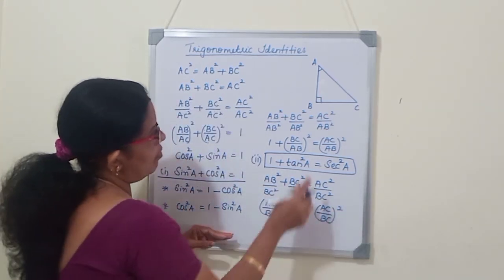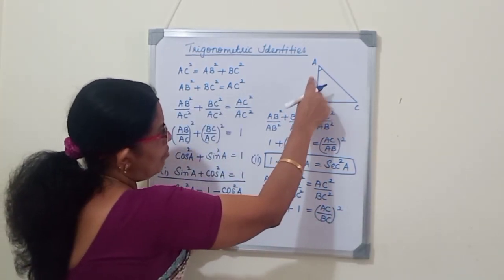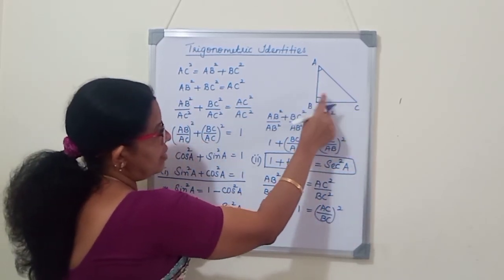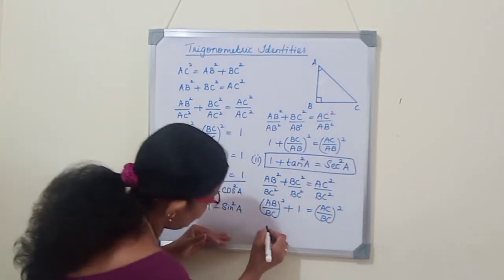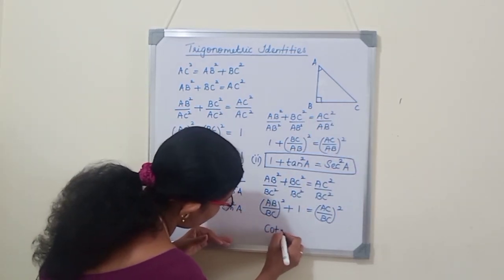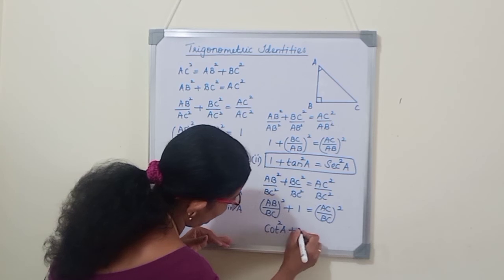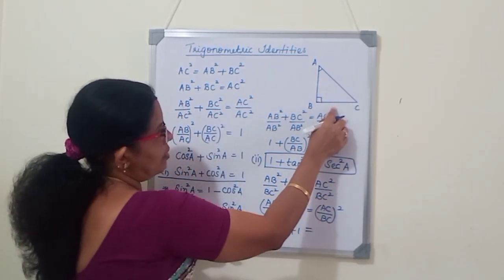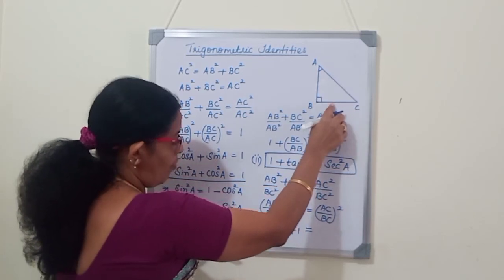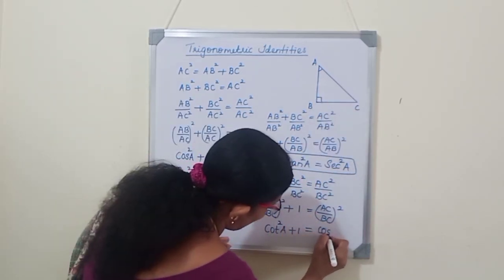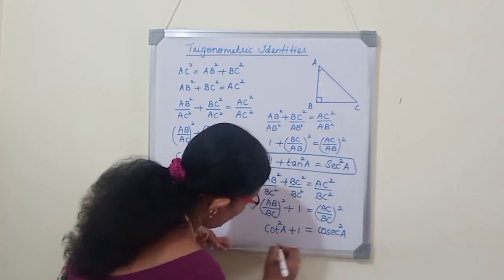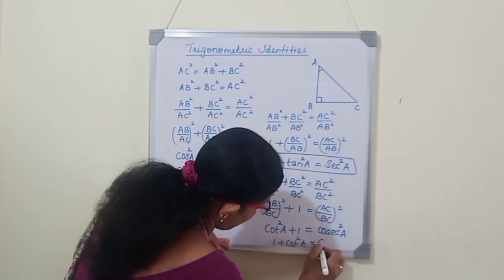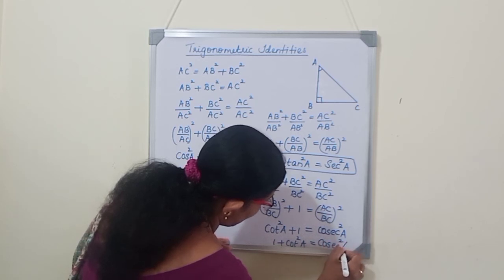Now what is AB by BC? AB is the adjacent side, BC is the opposite side. Adjacent side by opposite side is cot A. So cot square A plus 1 is equal to, now AC is the hypotenuse and BC is the opposite side. Hypotenuse by opposite side is cosec A. So cosec square A, that is, 1 plus cot square A equals cosec square A. This is the third identity.